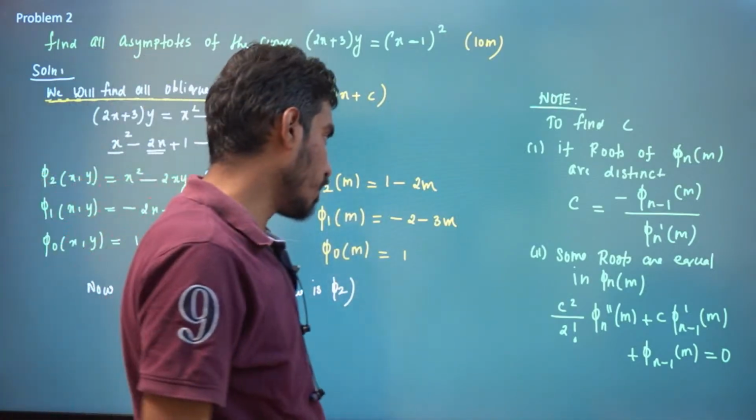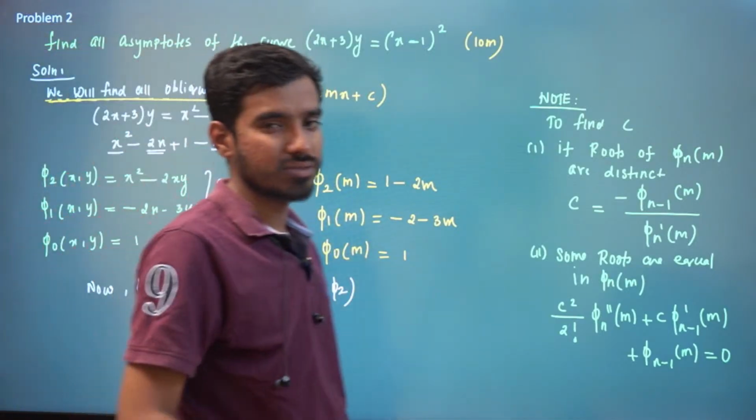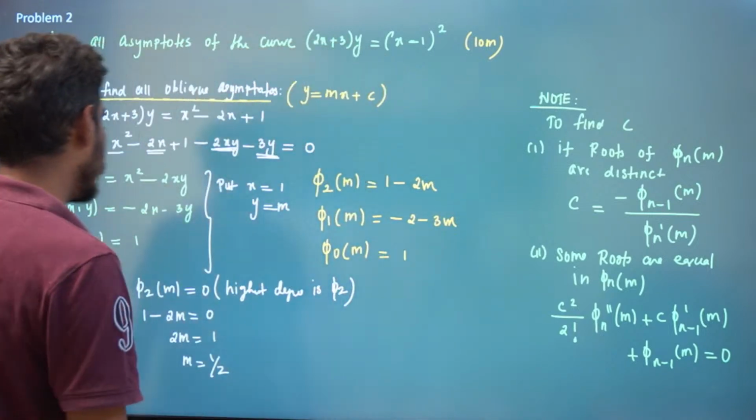So here you can see we have one value of m which is 1 by 2, and that value is only one value, so it has to be distinct. So the corresponding c value for this is given by, see, y is equal to mx plus c.